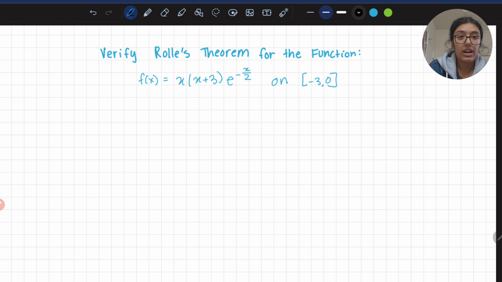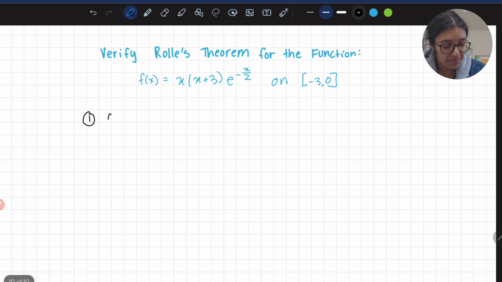All right, so on to our last problem. Verify Rolle's theorem for this function. F of x is equal to x times (x plus 3) e to the power of minus x over 2 on this interval. Once again, we are going to see those three checkboxes we need to first verify before actually applying Rolle's theorem, and those are continuity, differentiability, and y values being the same. So let's actually get right into it.